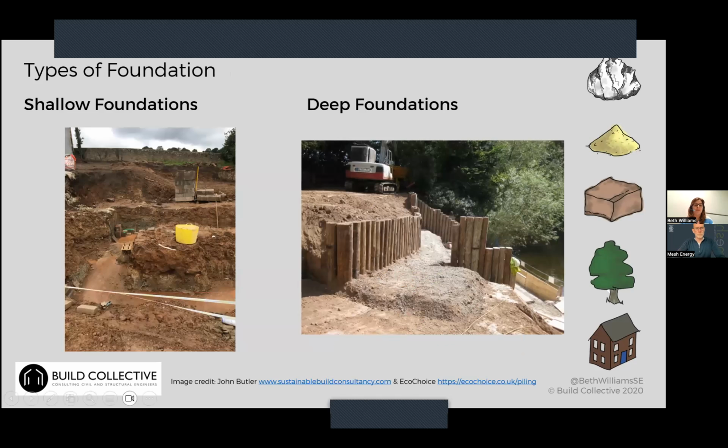Like I said at the start, we're going to separate the actual foundation types into two. We're going to do shallow foundations, which are less than 2 meters below ground level, and then deep foundations, which would be greater than that.